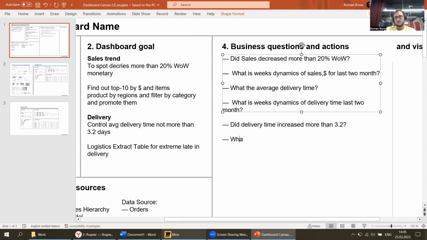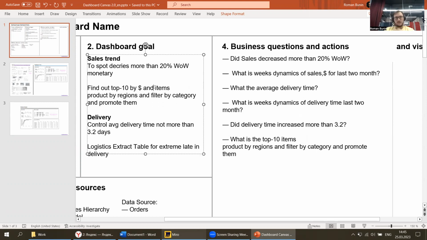What is the top? Oh my gosh, what's going on with my laptop? It's freezing even when I'm typing. It's really strange. Okay, what are the top 10 items and products? Okay.